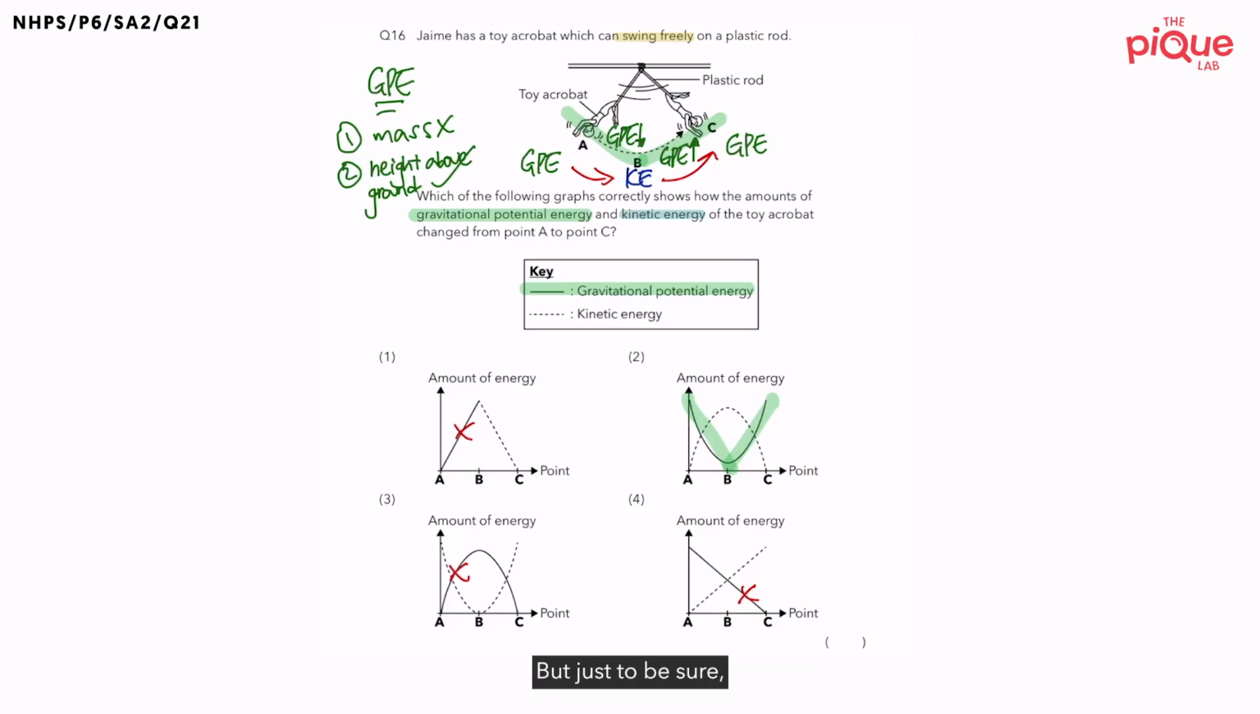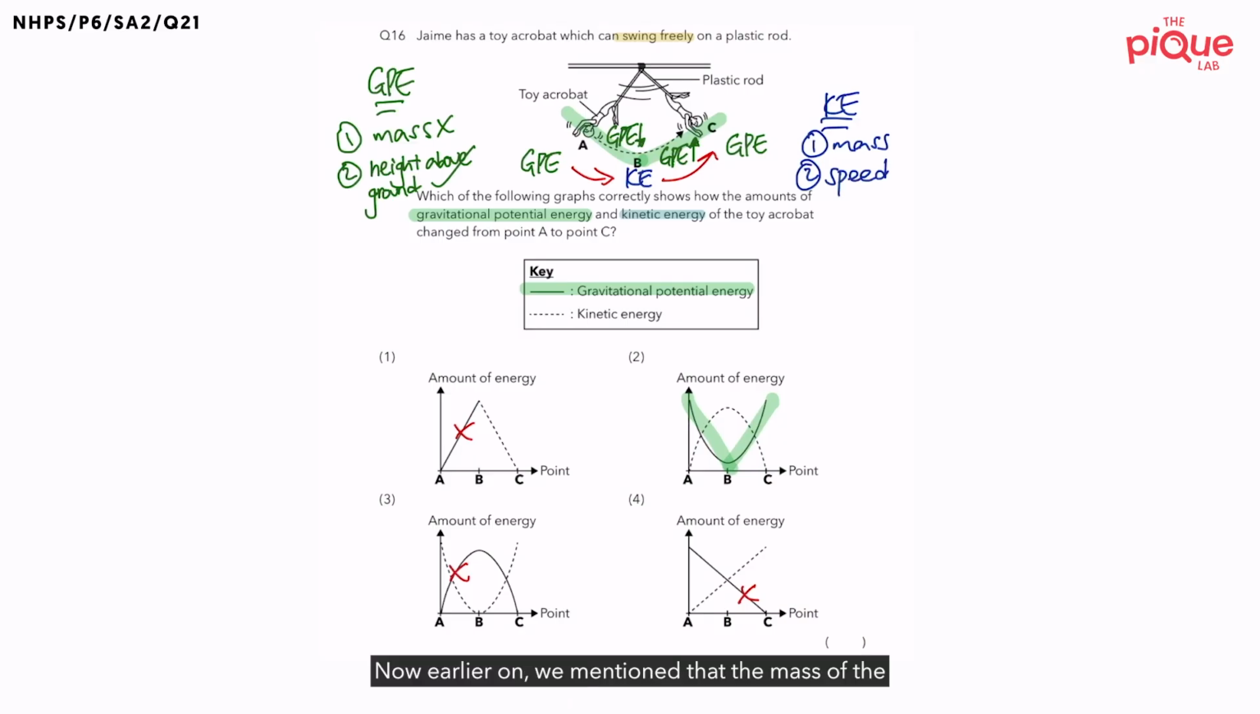But just to be sure, let's use kinetic energy to check our answer. Let us quickly recall, what are the two factors that affect kinetic energy? Kinetic energy is affected by mass and speed. Now, earlier on, we mentioned that the mass of the toy does not change throughout the activity. Thus, we are not interested in the factor of mass. Hence, we will focus on the factor of speed. When the toy moves from A to B, GPE is being converted to kinetic energy. So, kinetic energy should increase.